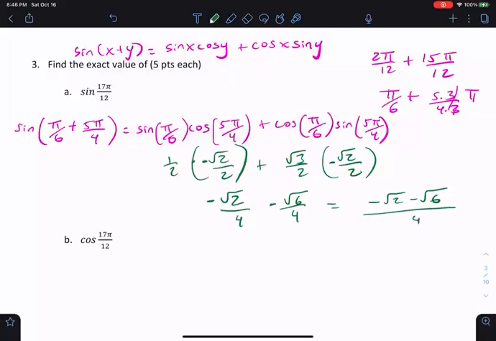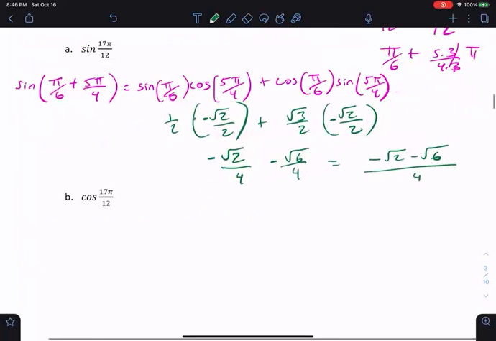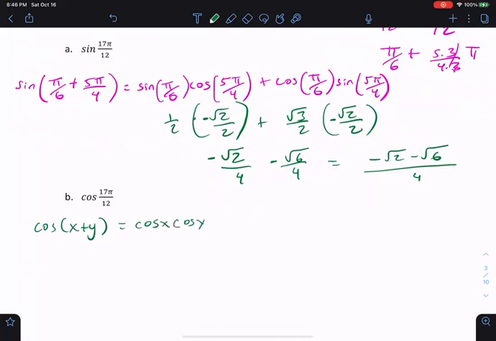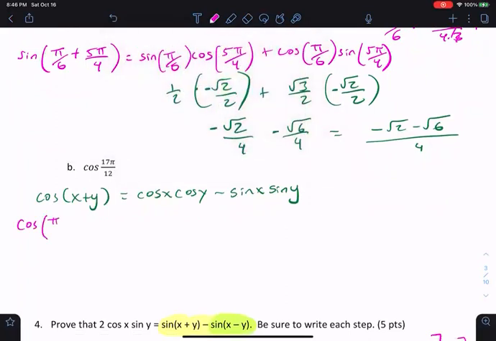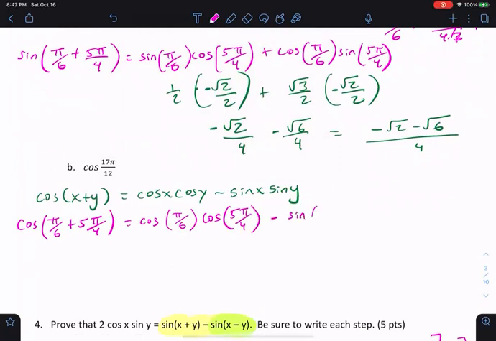And notice that in B, they give me the same numbers. So I'm going to use the same numbers, but a different formula, all right? So this is cosine of x plus y. This is cosine x cosine y minus sine x sine y. So let's see. Now I need to plug in the same numbers, right? Cosine of pi over 6 plus 5 pi over 4. So this is cosine pi over 6 cosine 5 pi over 4, right? And then minus sine pi over 6 sine 5 pi over 4.